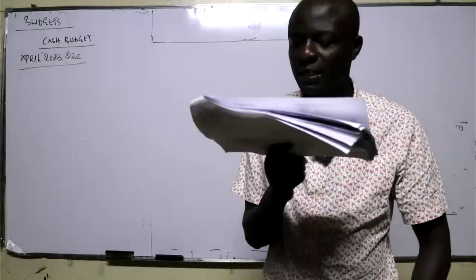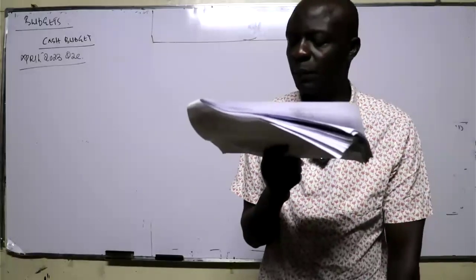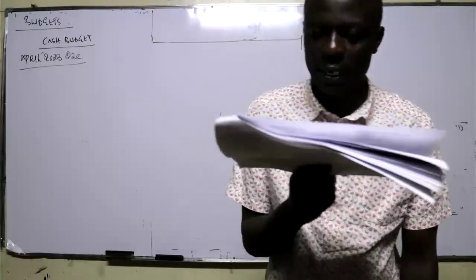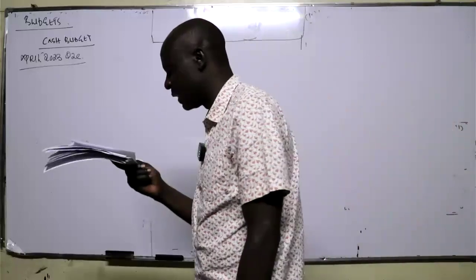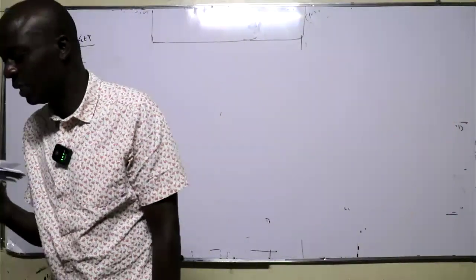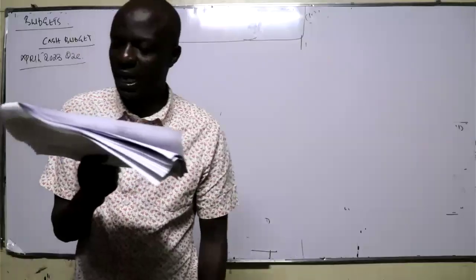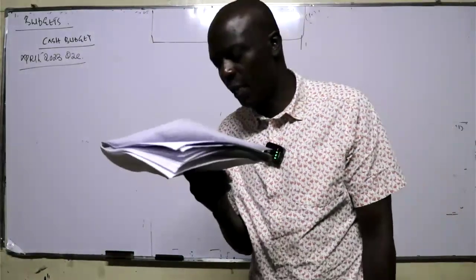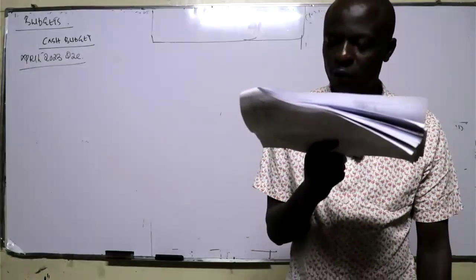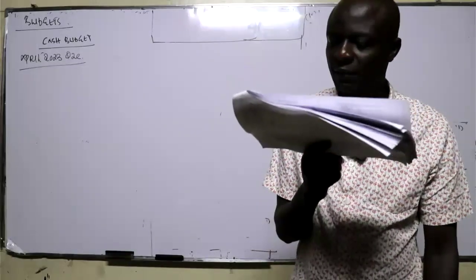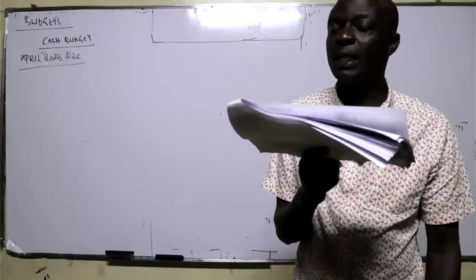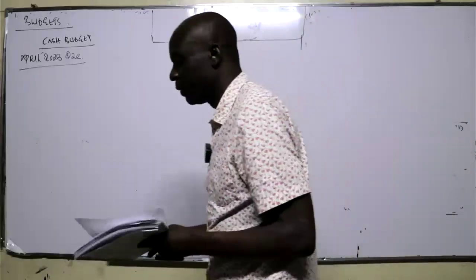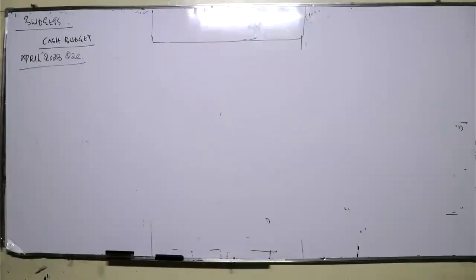Number nine, an advance tax of 20 million is due in April 2023. And number 10, the cash balance as at 1st April 2023 is estimated as 144,500,000 shillings. Required: a cash budget for the second quarter of the year commencing 1st April 2023, that is to June 2023. So now when you're preparing the cash budget, the first thing is to prepare what we call the data schedule.